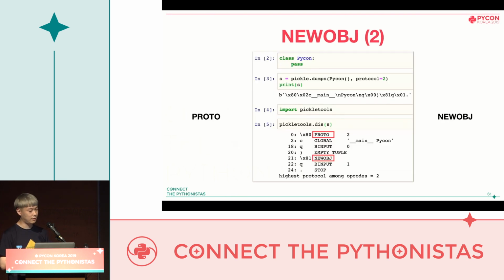So let's use that for my previous example. As you can see from protocol 2, it always starts with the proto opcode, which specifies which protocol it is using. So from now on, from protocol 2 all the way to 5, it always starts with the proto opcode, and it says which protocol it is using. And the new object opcode here is the one that creates a new object instance.